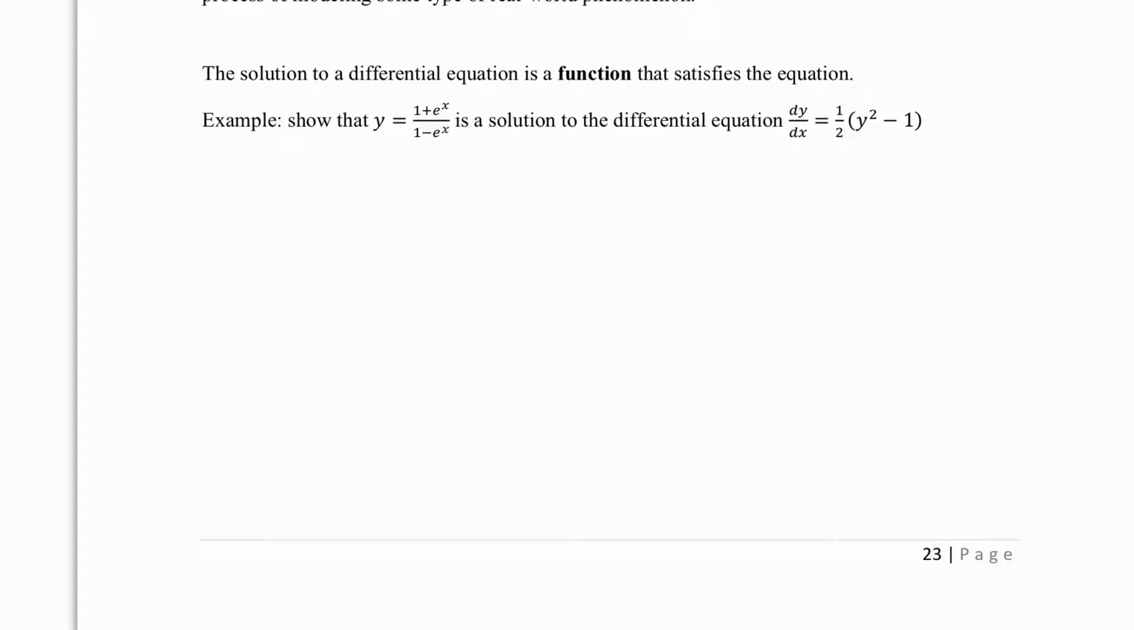Well, what that means is we have to plug it in. Now, it's a little tricky to plug in because clearly we can plug the y in on the right-hand side, but we're also going to plug the y in on the left-hand side. So let's find dy/dx.